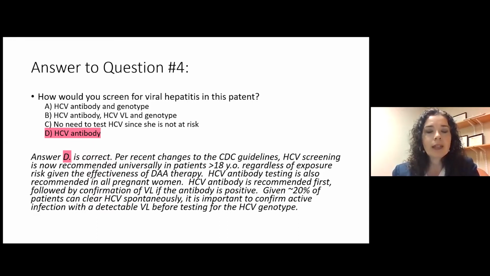C is incorrect because, again, as I mentioned, CDC guidelines just recently recommended within the past year that hepatitis C screening should be universal in all patients greater than 18, regardless of their exposure risk, given the new direct acting antiviral therapies that are highly effective and safe. The antibody testing is also recommended of note in all pregnant women. Again, we only check the antibody first as a screening mechanism. We don't do all of the other tests, although these other tests, such as the genotype and the viral load, will be important before treatment of hepatitis C.